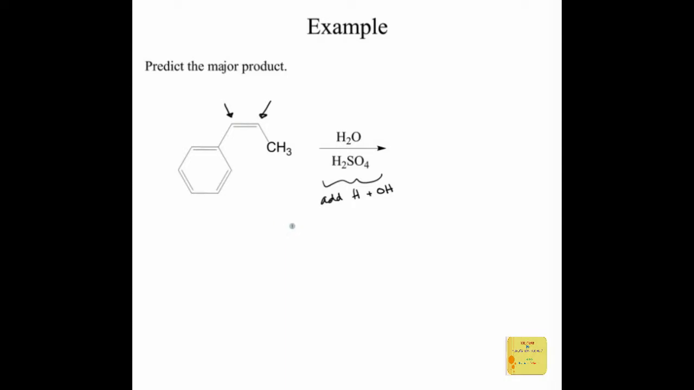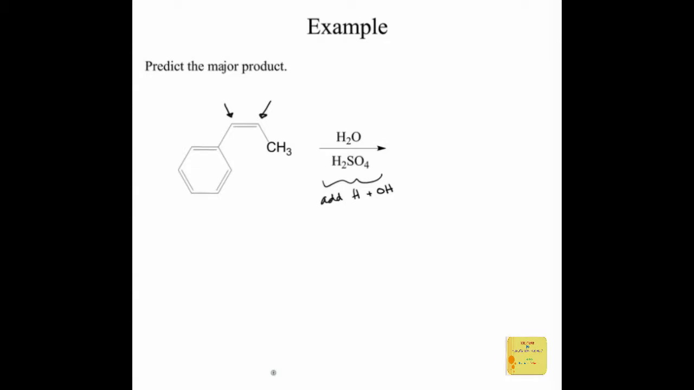Now, what we have to decide is which carbon gets the hydrogen, which gets the OH. And we could think about Markovnikov's rule. Markovnikov's rule tells us that the carbon with more hydrogens gets the hydrogen. And that doesn't help us here, does it? Each of these carbons has just a single hydrogen. So you can see very quickly that Markovnikov's rule is only going to get us so far. It won't help us predict every case. So we need to have a better understanding of the mechanism and the foundation underneath Markovnikov's rule.